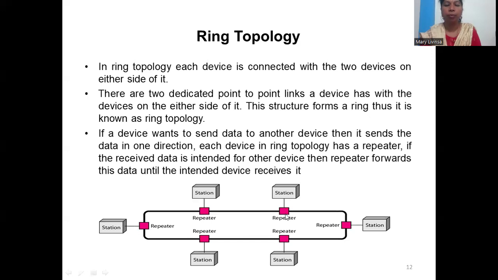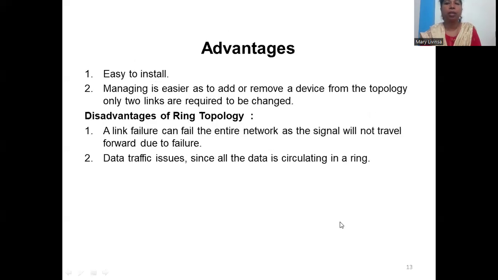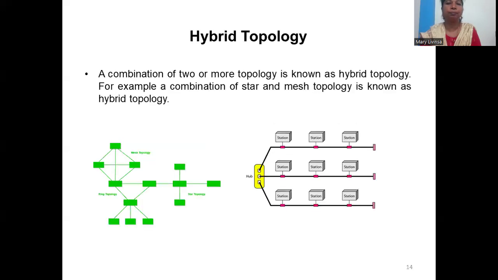Then each device in ring topology has a repeater. The function of the repeater is to receive the signal. If the received signal is weak, it will reboost the signal and forward the data until the intended device receives it. Then advantages: it is easy to install and managing is also easier, as to add or remove a device from the topology, only two links need to be changed. The disadvantages: if a link fails, the entire network will fail. And there are data traffic issues since all the data is circulating in a ring manner.